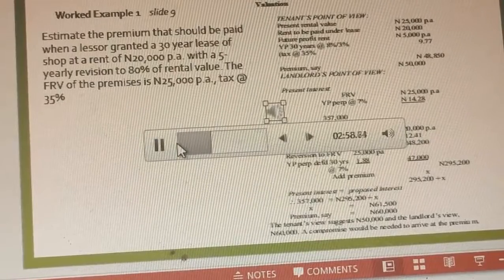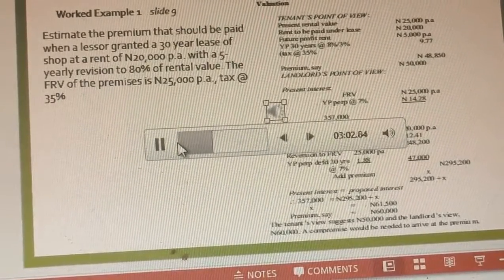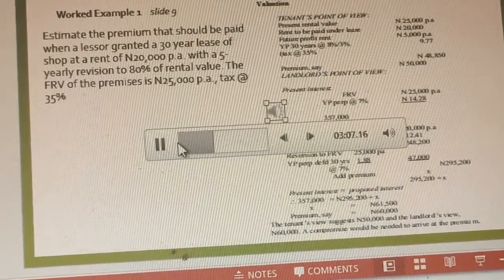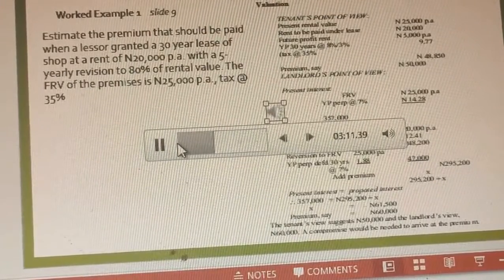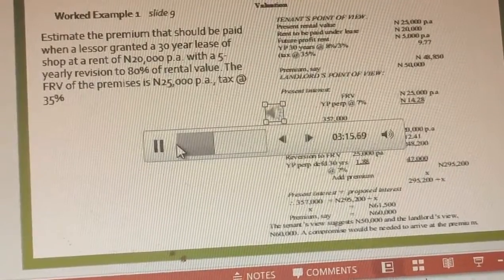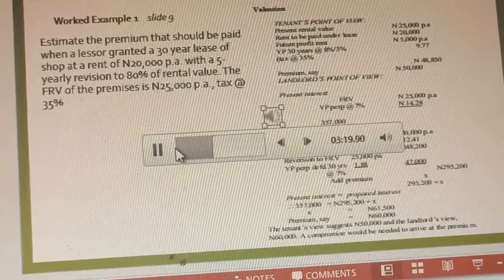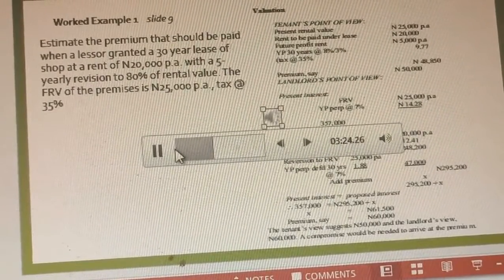Why is it dual rate? It's dual rate because it's a tenant and it has a limited tenure in which he has to provide for the recoupment of his capital to enable him continue elsewhere. I believe we know the principle. Then the premium from the tenant's point of view will be 48,850. That's 5,000 times 9.77 YP.